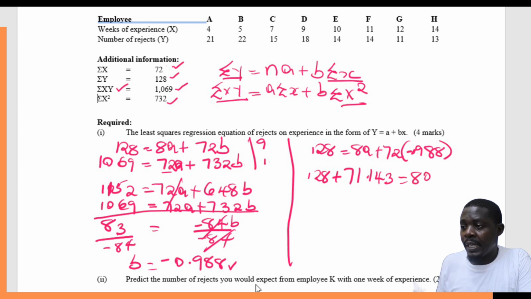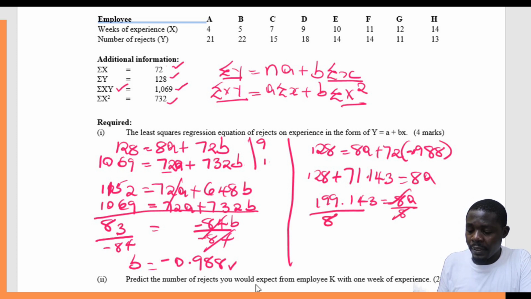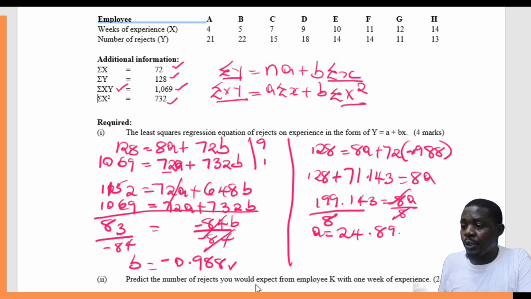128 plus that, we have 199.143, equal to 8a. Dividing by 8, we get the value of a as 24.89. Now the equation will be Y is equal to 24.89 minus 0.988X.